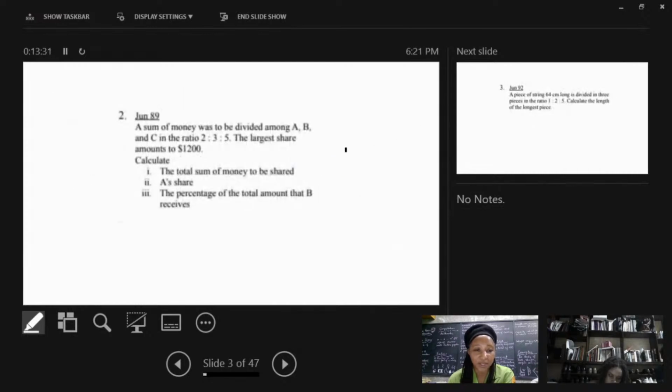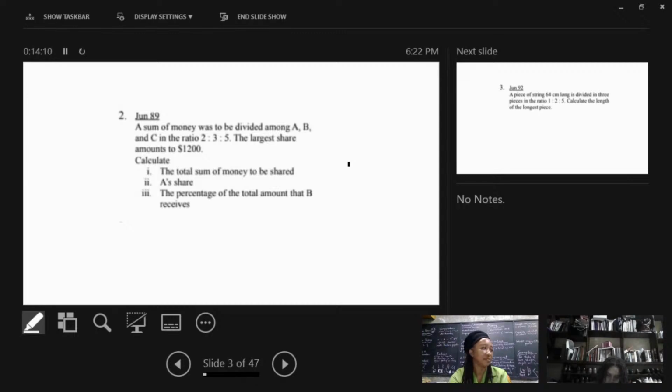All right, so that was John's question. Asar, you can have this question. Read it twice for me, please. Number 2. A sum of money was to be divided among A, B, and C in the ratio 2:3:5. The largest share amounts to $1,200. Calculate the total sum of money to be shared, A's share, and the percentage of the total amount that B receives. Project your voice a little louder for me.